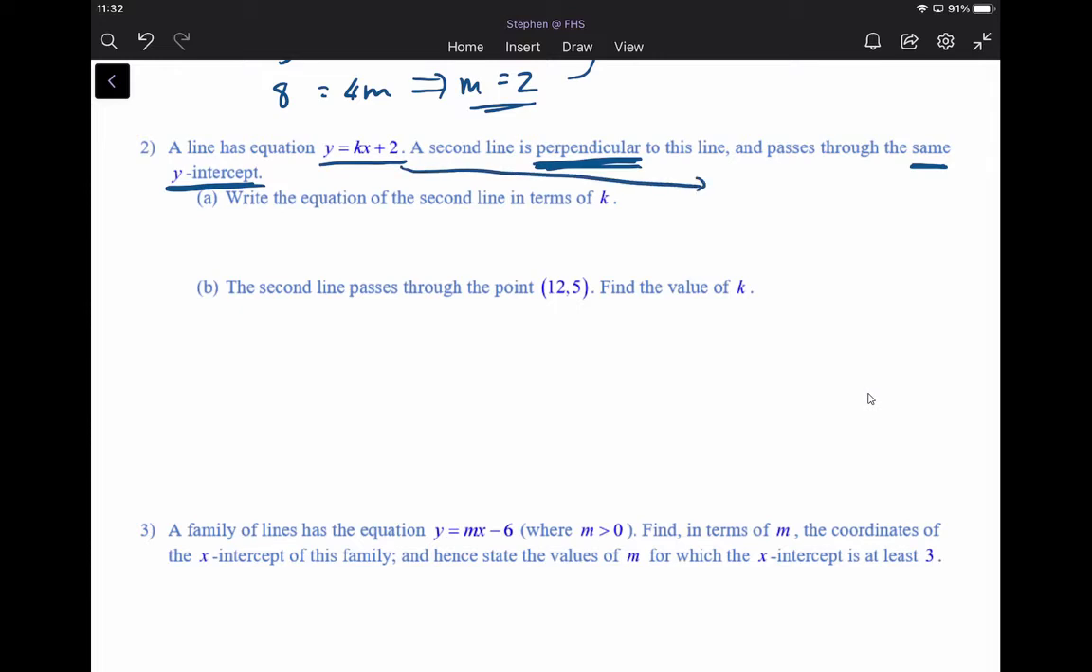So clearly, if that is in mx plus c form, the y-intercept is at 0, 2. Okay, so we've got a y-intercept of 0, 2. So what that means is this second line is perpendicular to the original line and also goes through the point 0, 2. So what we have to do is write the equation of the second line in terms of k.